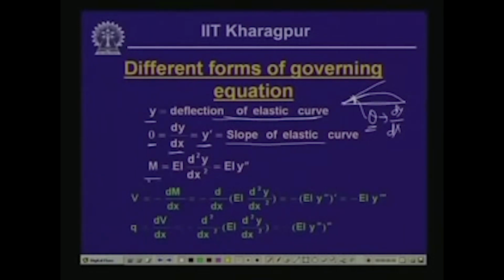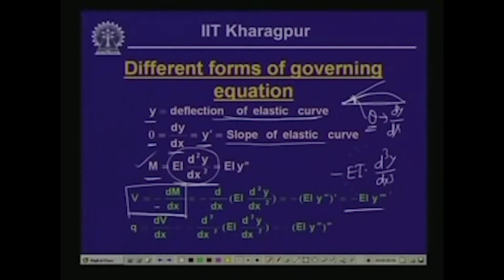The second derivative subsequently gives us the moment, which is the differential equation for the elastic curve, that is, EI d2y dx2 is equal to the moment. In the previous lesson we saw that the shear force V is equal to the rate of change of the bending moment with a negative sign. So V is equal to minus dM dx, and M, as we have seen, is EI d2y dx2. So this is minus d dx of EI d2y dx2.